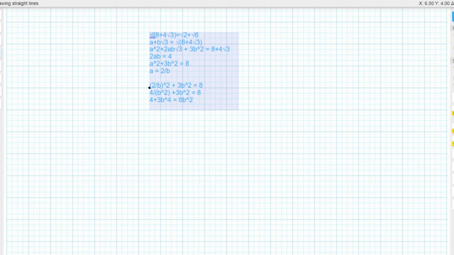Now you have a much more workable equation. It's not a quadratic, but at least it's a quartic trinomial, which means you can factor it just like a quadratic. To make it simpler, I'm going to move 8b squared to the other side and order the terms. So the actual equation would be 3b to the fourth power minus 8b squared plus 4 equals 0.